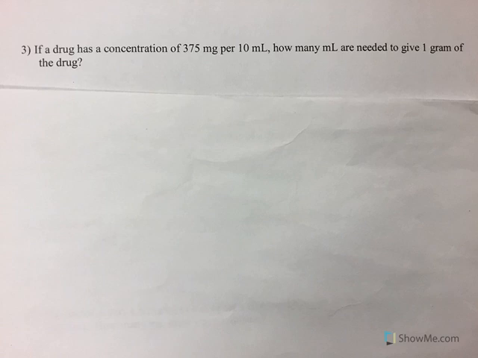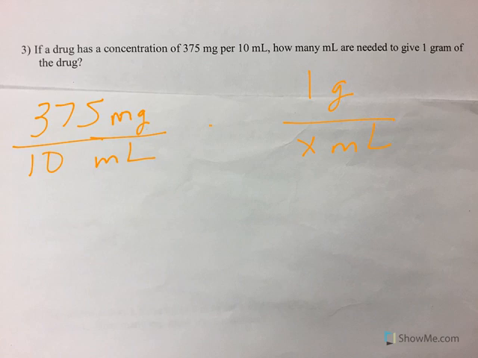If a drug has a concentration of 375 milligrams per 10 milliliters, right, so that's basically 375 over 10 milligrams over milliliters, how many milliliters are needed to give 1 gram of the drug? We're setting up a proportion. Now hopefully you say, ooh, problem. I have milligrams and grams in the top. Those are not consistent. So you just need to decide what you're going to do. You need them to be the same units. Which one are you going to change?